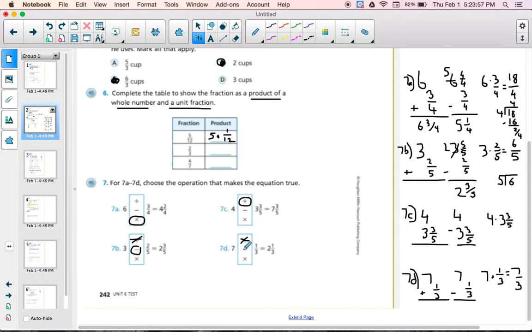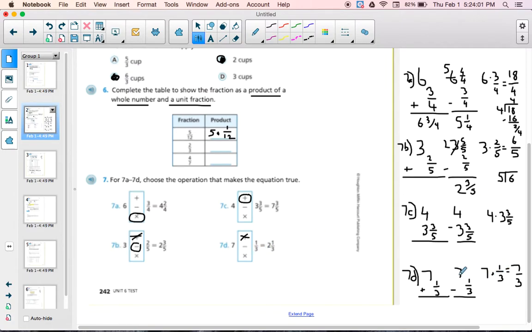If I have 7 minus 1/3, let me go down here and see if I can work this out. I'm going to make this 3/3. 3/3 minus 1/3 is 2/3. And I've got the 6 here. So 6 2/3, no, that doesn't work. So it must be this one right here.